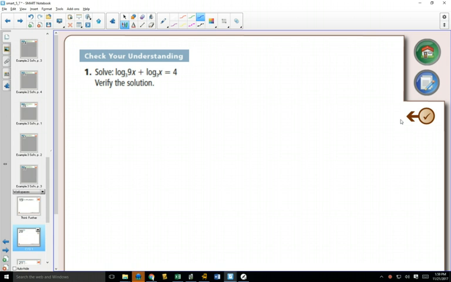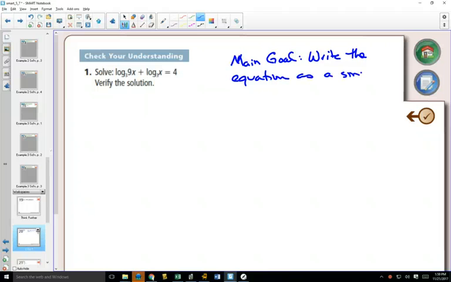We're going to get really good at simplifying the expression. In fact, our main goal will be to write the equation as a single logarithm. That's going to be our main goal. So whereas with solving exponential equations, you expanded to get the x's out of the exponents, with solving logarithmic equations, you're going to want to combine things. Combine it into a single logarithm.